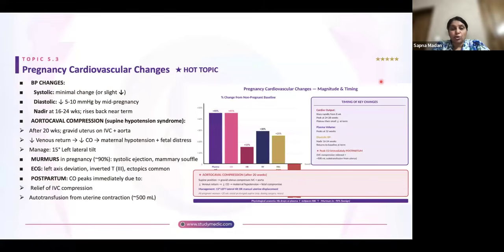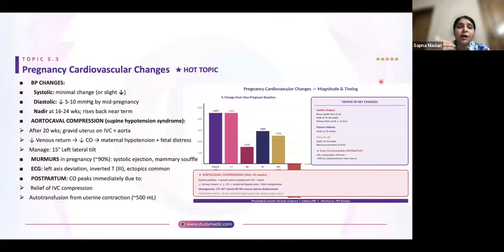Then murmurs in pregnancy: around 90% of patients may have murmurs. These are the systolic ejection murmurs or mammary souffles. ECG will show left axis deviation in pregnancy, and there will be inverted T waves in the third lead, and ectopics are also commonly seen.